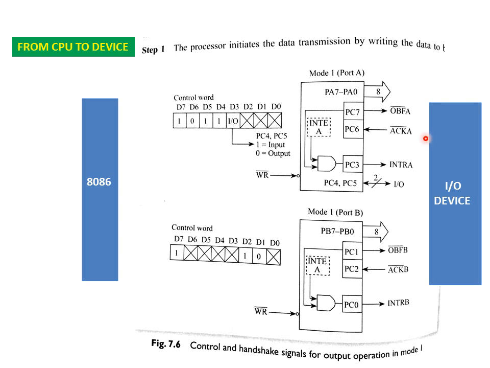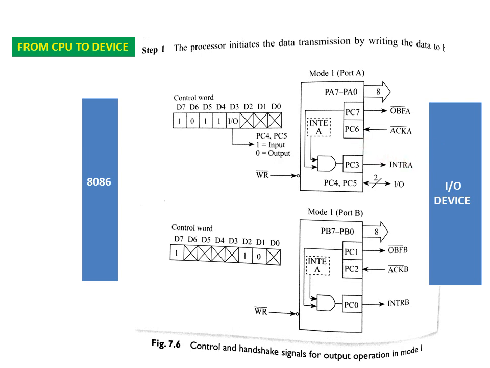Once the IO device takes the data, it will immediately give one acknowledgement signal, ACKA, nothing but the acknowledgement signal of port A, which is received by port C bit 6. The meaning of that signal is that the data was received by the IO device.